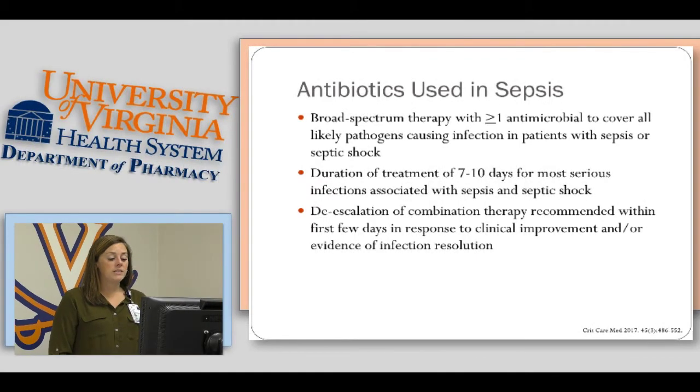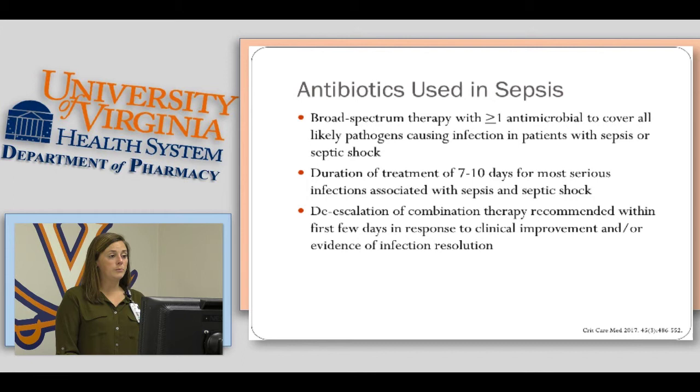So antibiotics are needed to treat the underlying infection that is causing sepsis in these patients. And broad spectrum therapy should be started with at least one antimicrobial to cover all the likely pathogens causing infection in patients with sepsis and septic shock. So this is very patient-specific depending on their risk factors, what infections they may have had previously, and what they think is causing the infection in this patient right now.